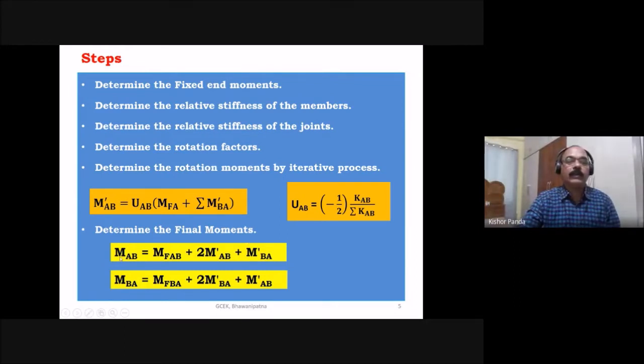The final moment can be determined using this formula: MAB is equal to MFAB plus twice M'AB plus M'BA. Similarly, MBA is equal to MFBA plus twice M'BA plus M'AB. By using this formula, you can find the final moment.